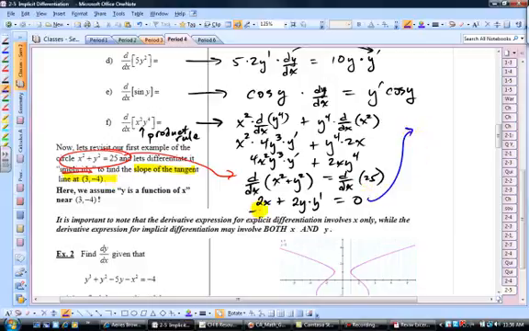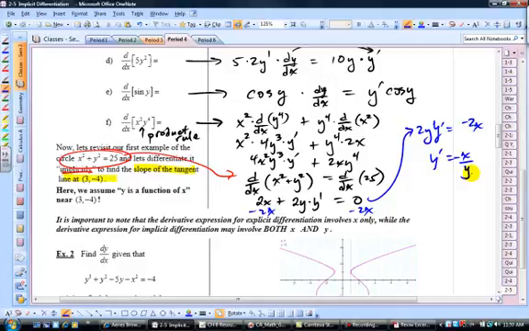So if you do that, subtract 2x, bring it onto the other side, and we get 2y y prime is equal to -2x. And then divide both sides by 2y, and you get y prime is equal to -x divided by y, because the 2's cancel out.